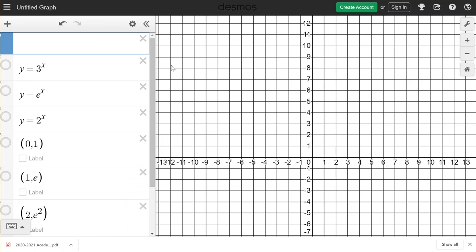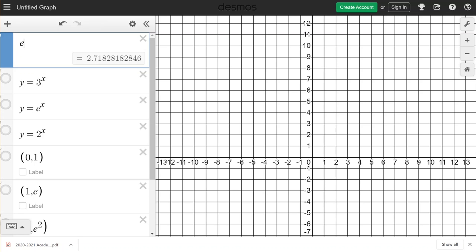So just like pi is a number, approximately 3.14, but actually those decimals go on forever and ever with no sort of pattern to them, e is a similar kind of number. E is approximately 2.718. So it's a number between 2 and 3, and it's a little bit closer to 3. So here I've graphed 3 to the x for us.